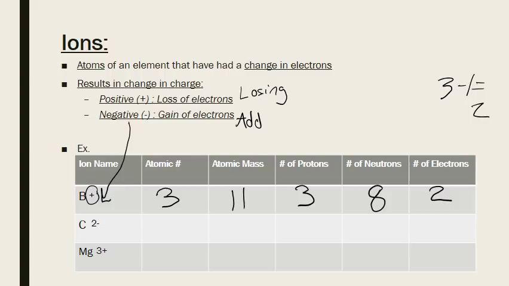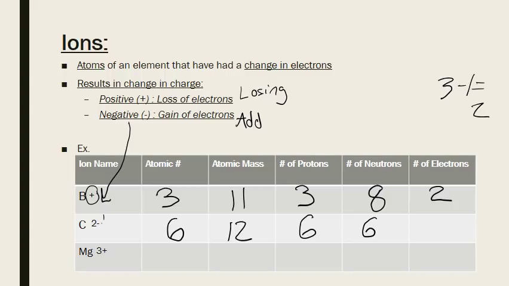Let's do one more example, but this time it will be a negative ion. We have carbon. Once again, if you look at the periodic table, carbon has an atomic number of 6 and an atomic mass of 12, so the number of protons equals the atomic number, giving us 6. To get our number of neutrons, we simply subtract the atomic number from the atomic mass. 12 minus 6 is going to give us 6.